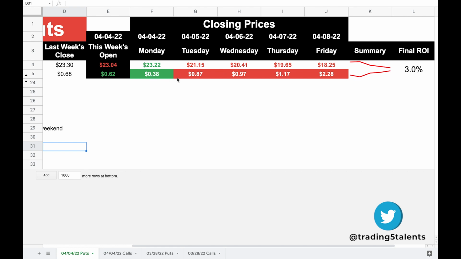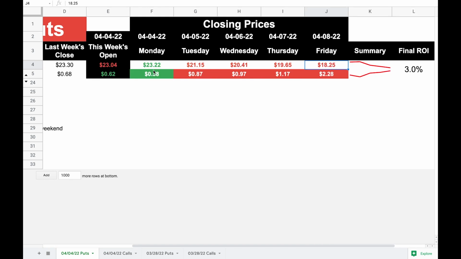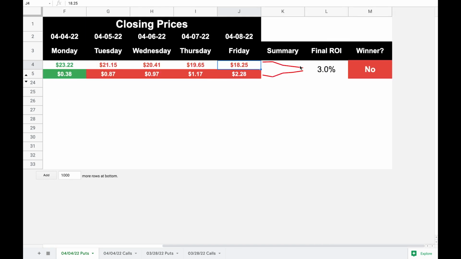So with this increase in put value, the cells highlight red, the spark line is red. And we can see that on Friday, AMC closed at $18.25. That is lower than our strike price of $20.50. That makes this put in the money. Therefore, we would have been assigned this put. We would have had to pay $2,050 to purchase 100 shares of AMC, and so we would not have considered this a winner.